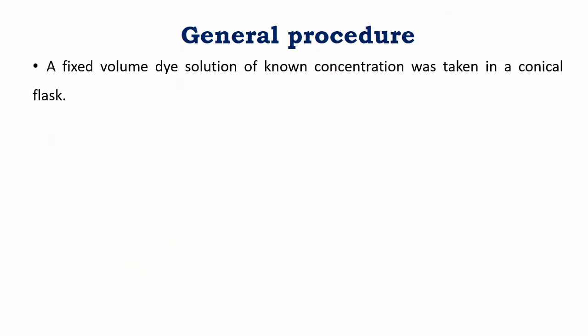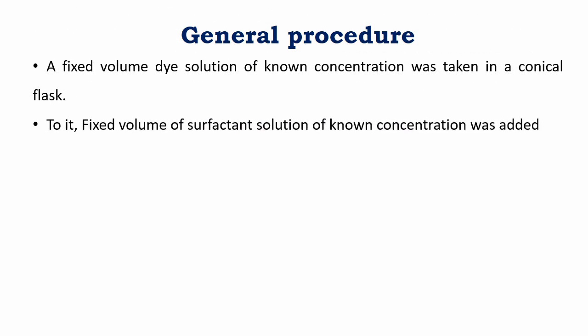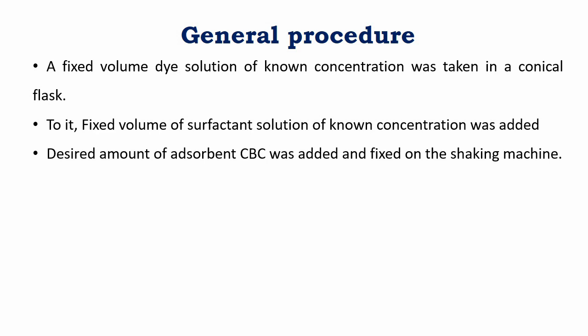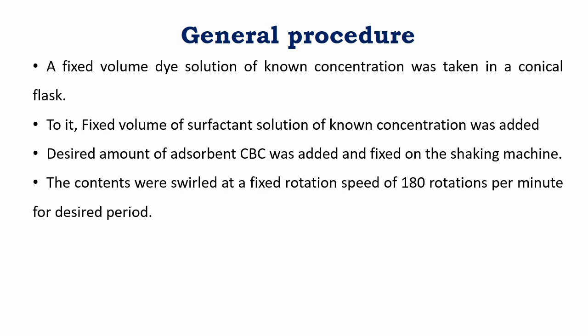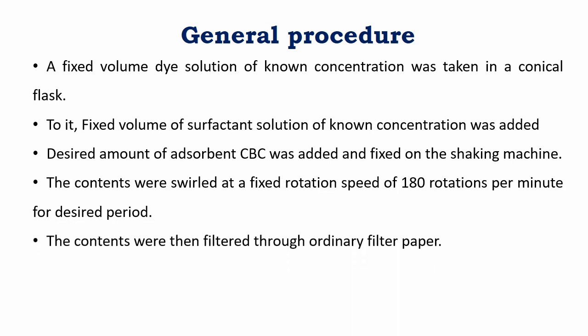Let's see the general procedure which is employed in this experiment. A fixed volume of dye solution of known concentration was taken in a conical flask. To it, desired volume of known concentration of surfactant solution was added. Number of systems were prepared varying the surfactant concentration. A fixed amount of CBC was added. The contents were shaken on shaker at 180 rpm for a fixed duration. Then it was filtered and absorbance was recorded at lambda max of the crystal violet solution. The same method was used for all the 3 types of surfactants and percent adsorption was calculated.